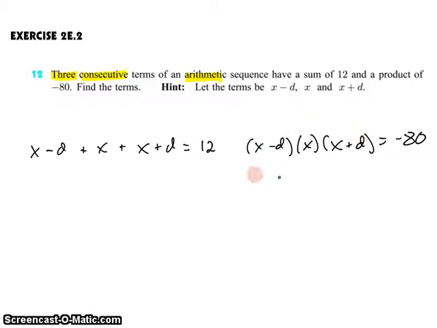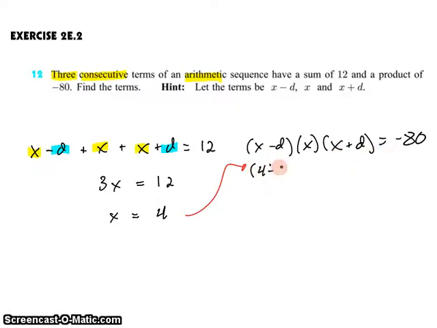This looks like it's going to be really ugly to factorize out for now, so I'm going to leave this one alone and focus on this one, because here I have a lot of common terms that are going to add up nicely. I have x and x and x, three x's. And I have negative d plus d. That disappears, and I get 3x equals 12. Well, this is great because d is canceled out, and that allows me to solve for x, which is now 4.